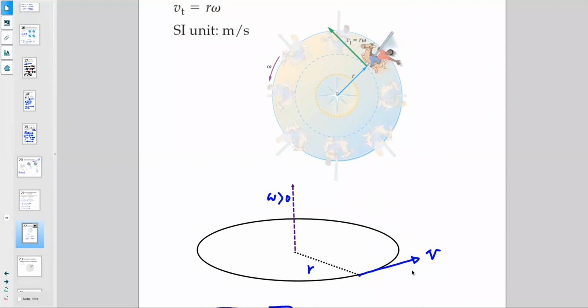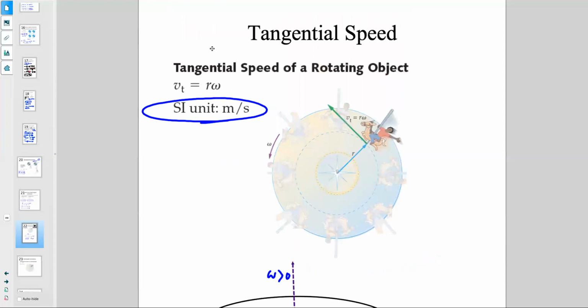Now, as I said, the value for it is r omega. And in order to find its direction, it's omega cross r, but it's just a regular speed that we used to have. So it's meters per second, it's not radians. It's meters per second for the unit of this tangential speed.